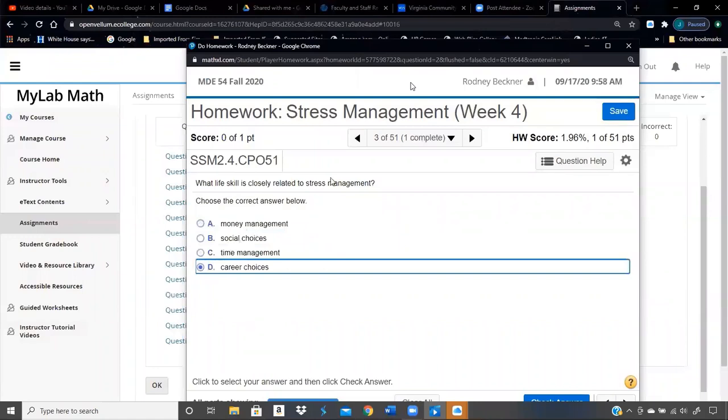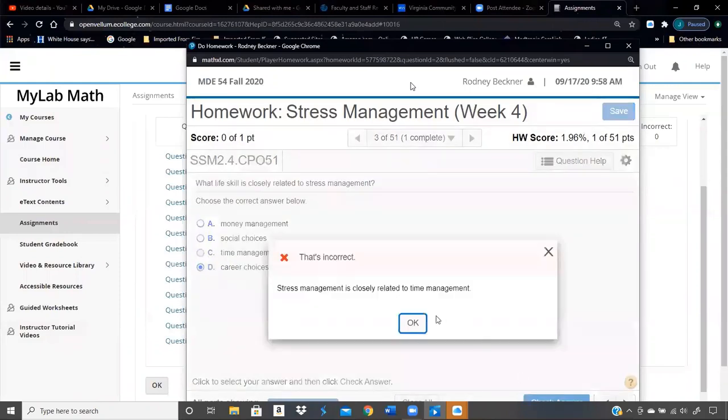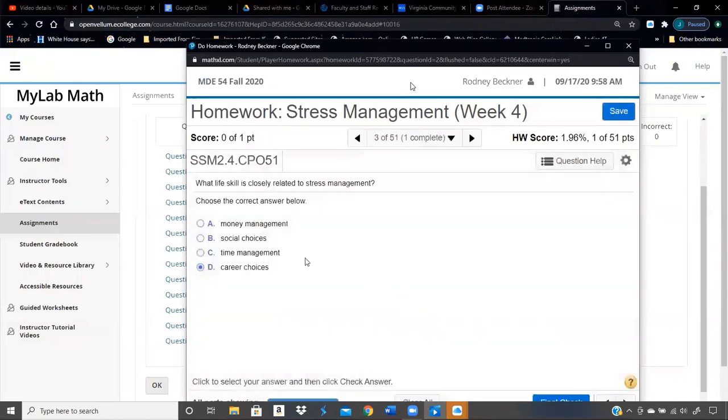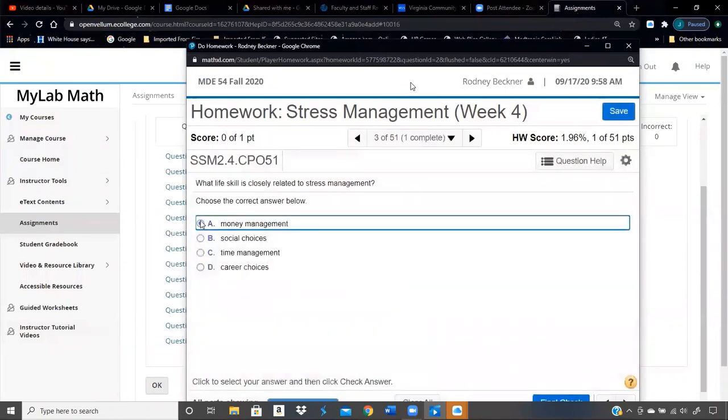Social choices, they just talked about on the last question, stress management on a social choice, but it's not the only type of stress that we can see. Career choice. Stress management is closely related to time management. Well, wow, they just pretty much gave you the blatant answer that I was trying to avoid. Money management, I honestly think, is pretty stressful to a lot of people, especially since I would say 9 out of 10 Americans do not know how to manage their money.